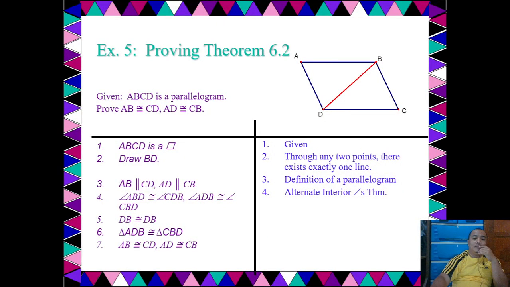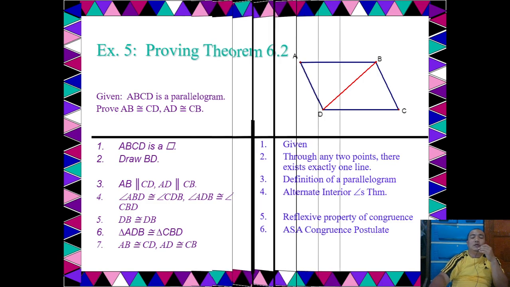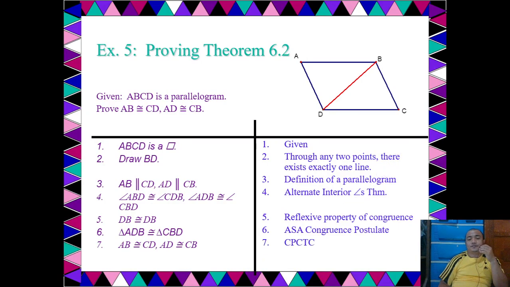For number 5, DB is congruent to DB. The reason is the reflexive property of congruence. Number 6, triangle ADB is congruent to triangle CBD. What's the reason? The angle-side-angle congruence postulate. Therefore, number 7, AB is congruent to CD and AD is congruent to CB. The reason is CPCTC: congruent parts of congruent triangles are congruent.